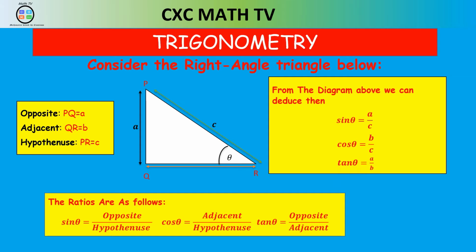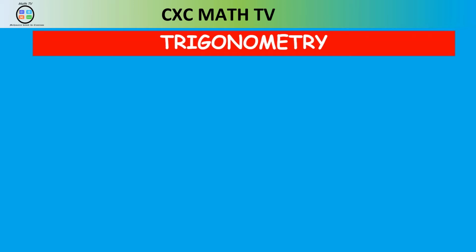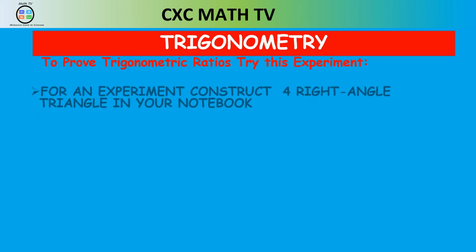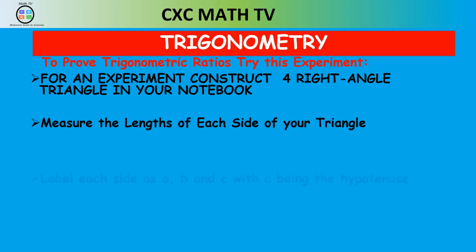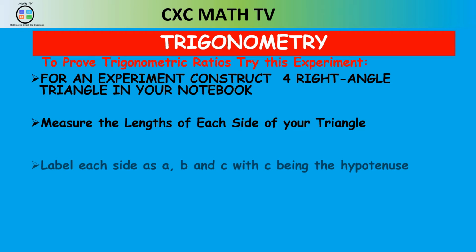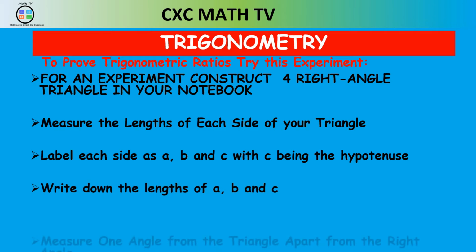Now if you don't believe it, you can always try an experiment. To prove trigonometric ratio, try this experiment. I want you to construct 4 right angle triangles in your notebook. Then measure the length of each side of the triangle. Label each side as A, B, and C, and try to make C the hypotenuse, the longest side. Now measure one angle from the triangle apart from the right angle.